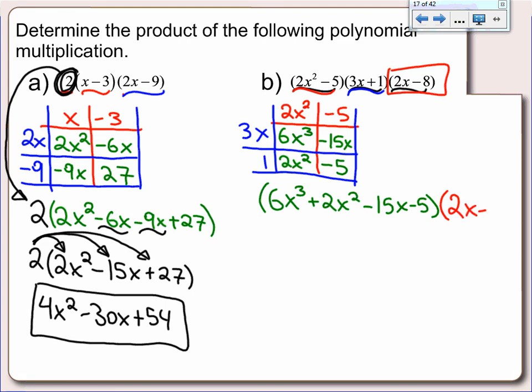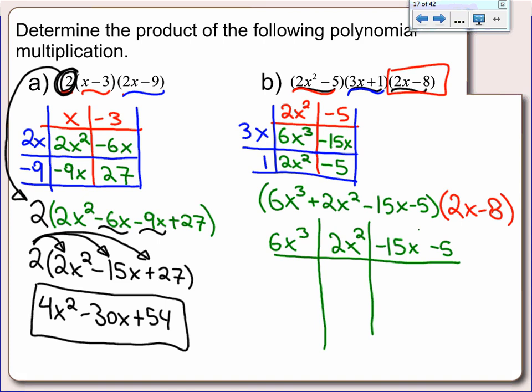Now you look at this again, we have a 4-term polynomial in the green times a 2-term binomial in the red. We have to do another area diagram, but with those things times each other. So I'm going to write the first one along the top, 6x cubed, and then plus 2x squared, and then minus 15x, and minus 5. And then we write our red ones down the side, so 2x, and then minus 8.